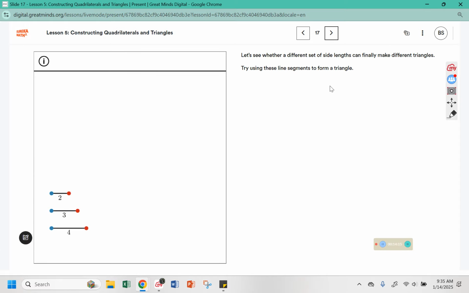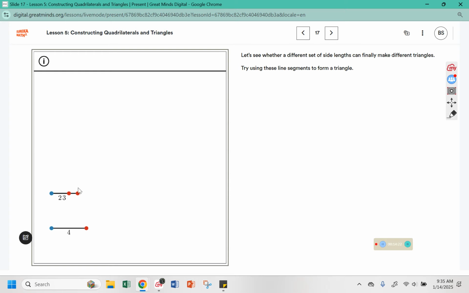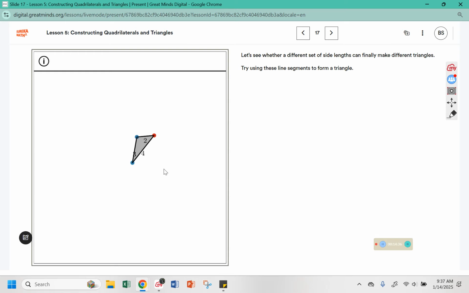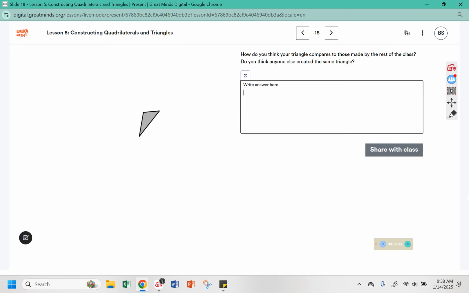Let's see whether a different set of side lengths can finally make different triangles. Try using these line segments to form a triangle. Okay, so there's one that's an obtuse angle here. It still looks like the same triangle, but it's just rotated around or flipped over. The triangle I made was the same no matter how I tried to arrange it. So I think my classmates will create the same triangle.